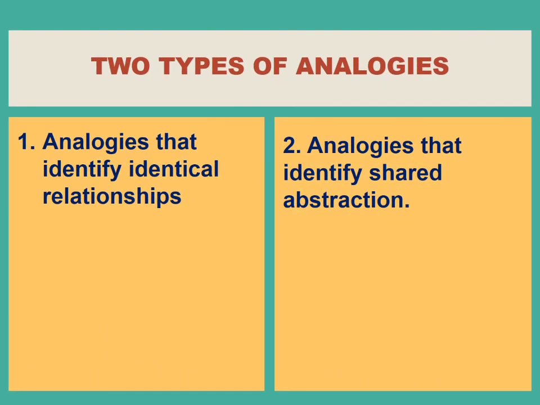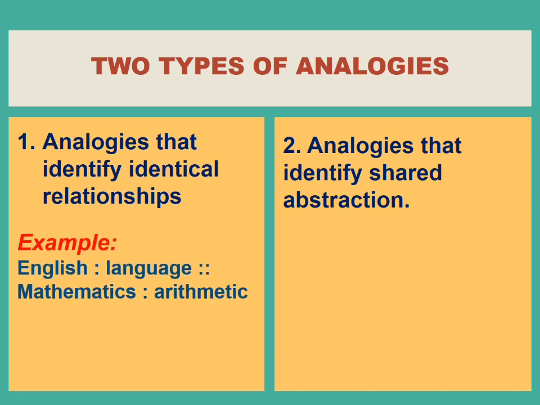Take a look at the given examples. English is to language as mathematics is to arithmetic. This is an example of analogy that identify identical relationships. This example shows the connection between English and language and mathematics and arithmetic. English is basically a subject that focuses on language, while mathematics deals primarily with arithmetic or numbers.